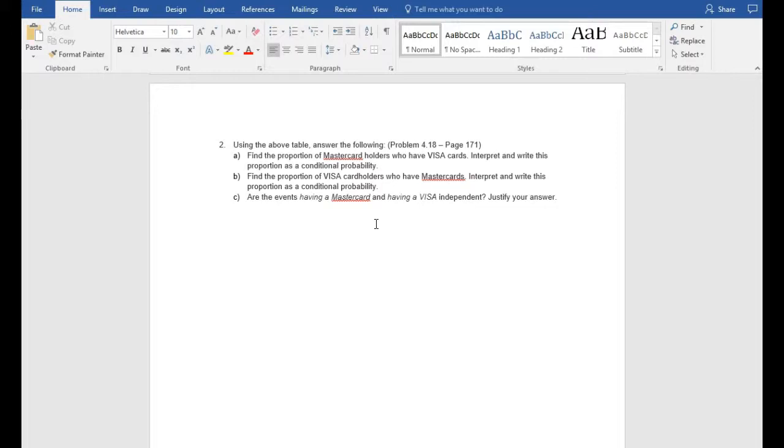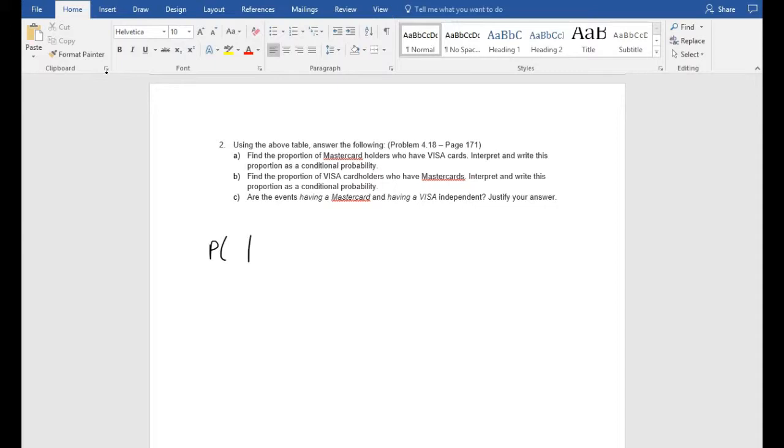What the mind wants to do whenever you read this, you want to turn this into like an and, M and V, so MasterCard and Visa card. But that's not actually what's going on. So it says find the proportion of MasterCard holders. The word of is very important. Of MasterCard holders who have Visa cards. So I could word this differently. I could say find the proportion who have Visa cards given that they have MasterCards. And that means the exact same thing.